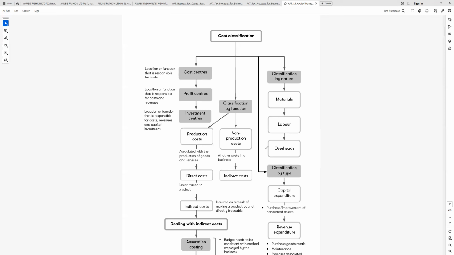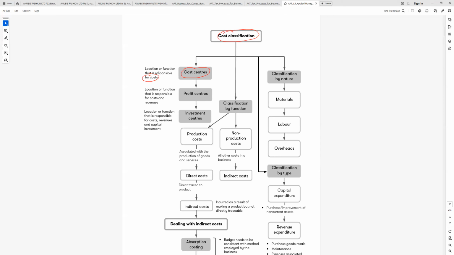The cost classification will tell us a little bit of detail about the cost center, profit center, and investment center. So let's start with that cost classification. The first one we have is cost centers. Cost centers are the centers that incur only the cost, so a location or function that is responsible only for the cost. They are not responsible for any other thing.